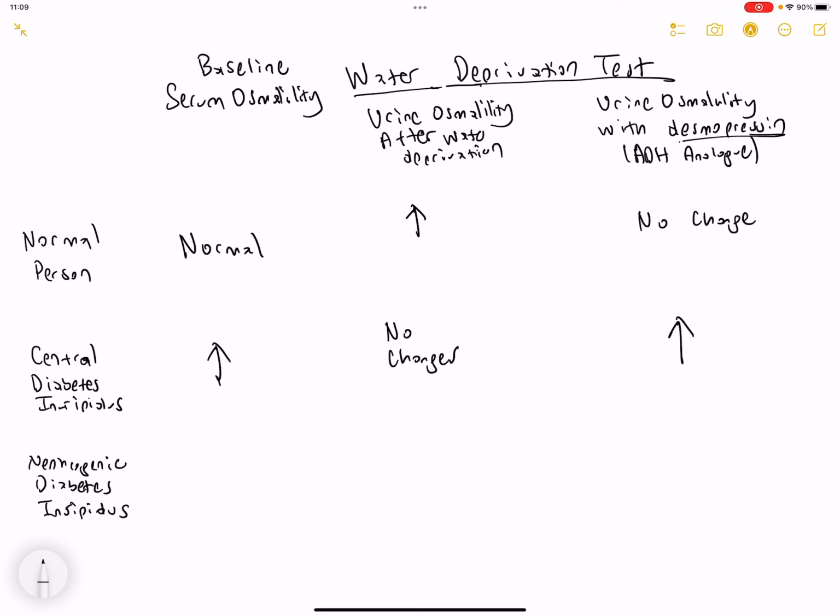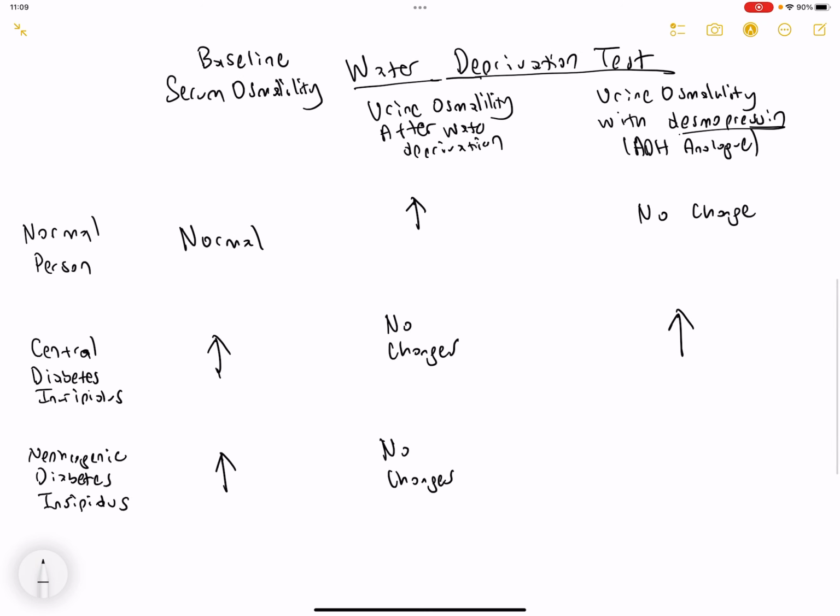Now let's talk about what happens in a patient with nephrogenic diabetes insipidus. So the baseline serum osmolality again is going to be high because these patients are dehydrated. And when we deprive a patient with nephrogenic diabetes insipidus of water, there's not going to be any changes to the urine osmolality. Why? Because they have a mutation in their V2 receptor, so antidiuretic hormone is not going to be able to bind appropriately to that receptor in order to put aquaporins to reabsorb water. As a result, they're not going to be able to concentrate the urine.